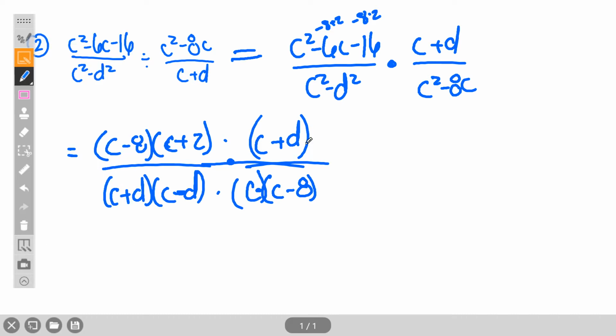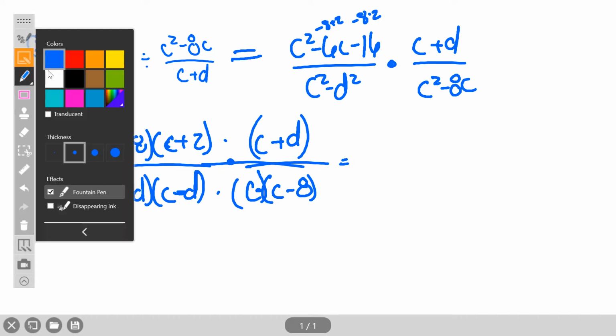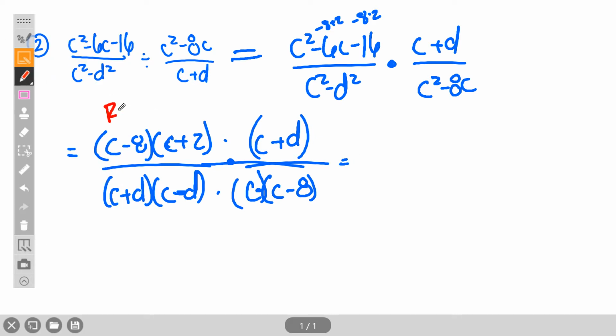So now I can start canceling. Keep in mind your restrictions here of what c cannot be equal to. C cannot be equal to d, or negative d, or 0, or 8. All of those values of c would make this equal to 0 on the denominator. I don't really know that this is necessary for this problem, but we will do it anyways.